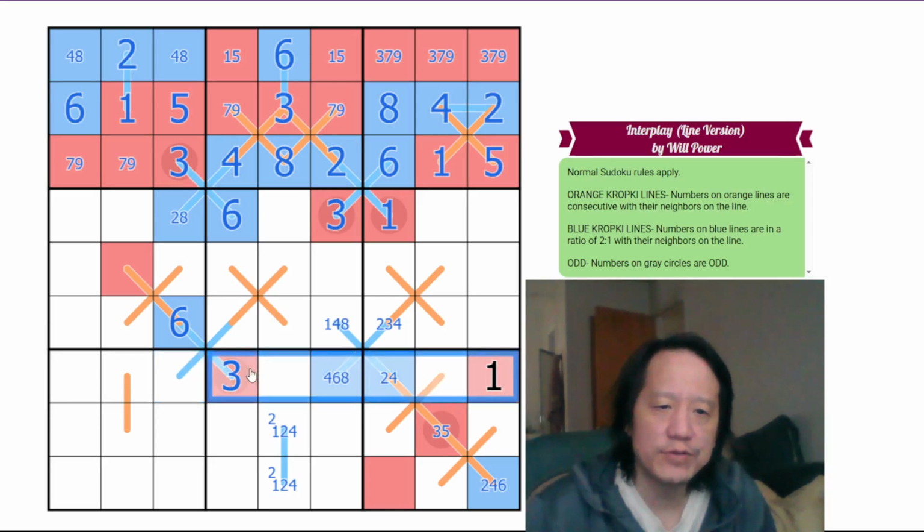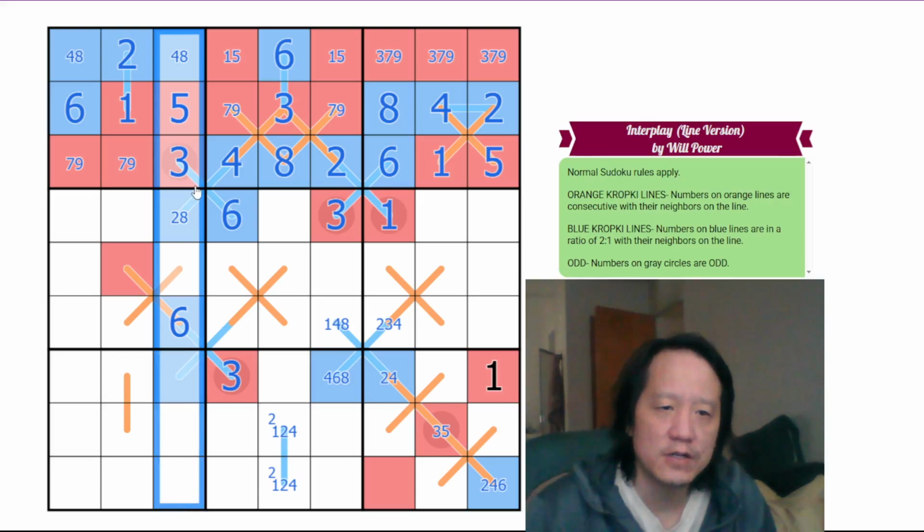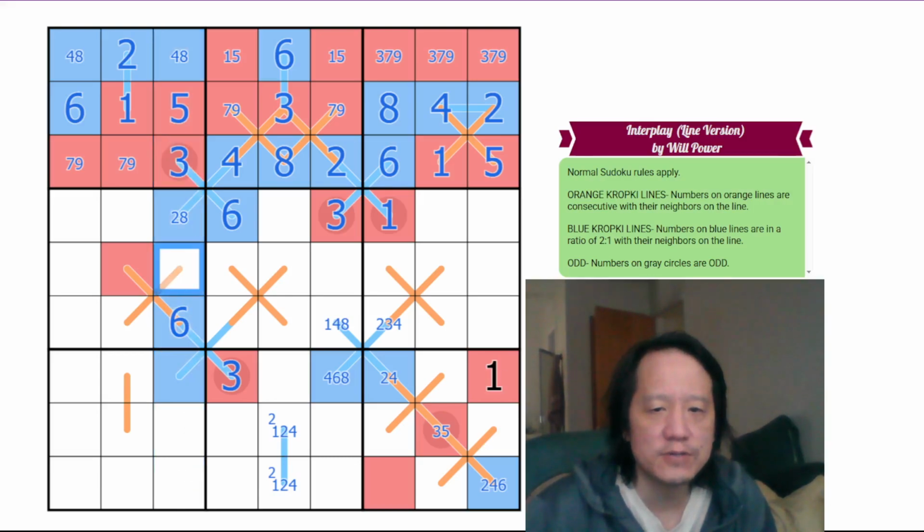This cannot be 1 or 3, so it cannot be odd. It's even. We have 4 evens in column 3, which eliminates evens in the rest of the column. So this is odd. This is odd. Since this is odd, that forces this to be even.